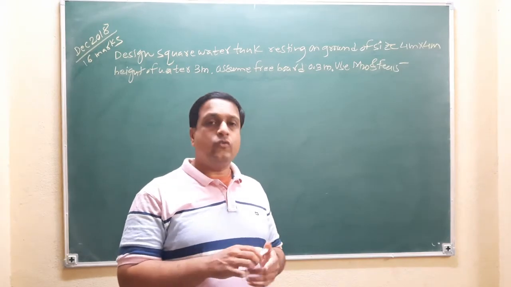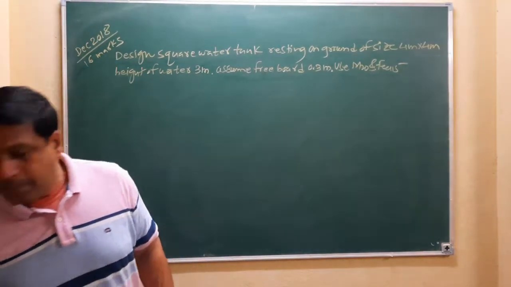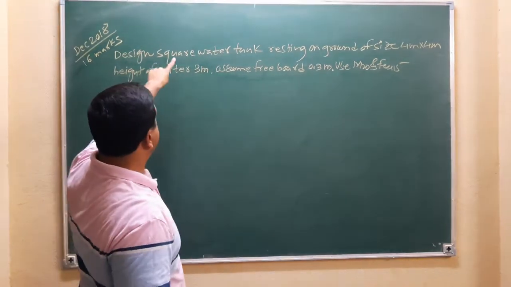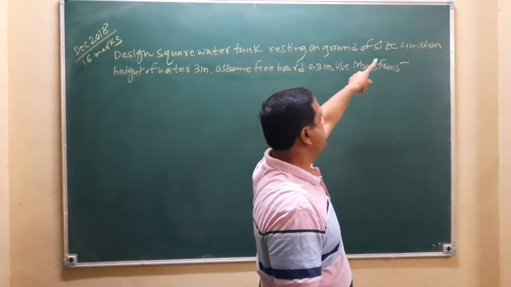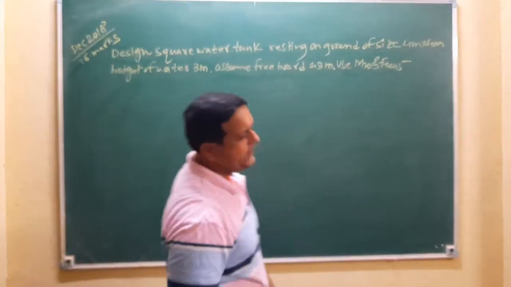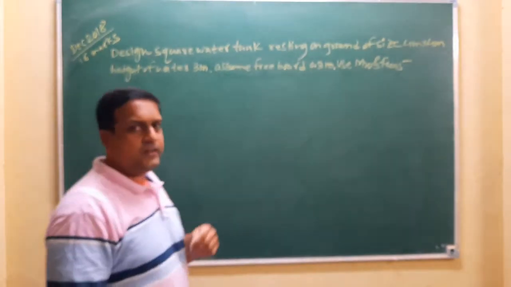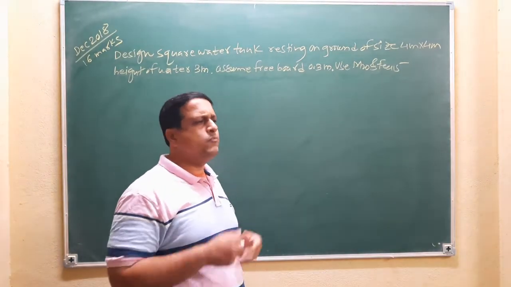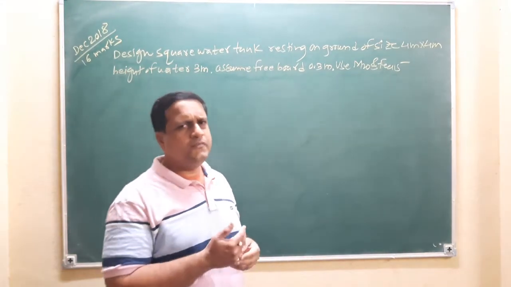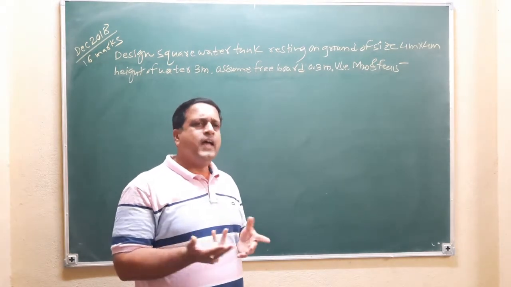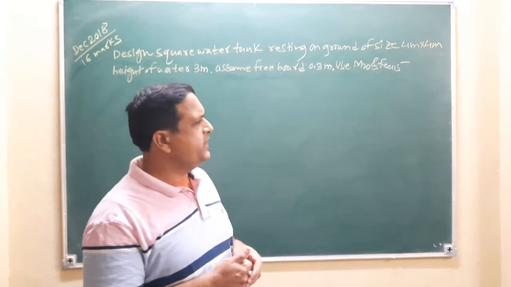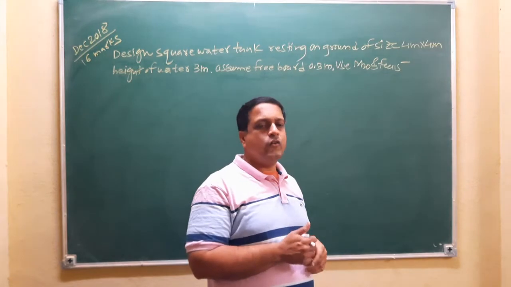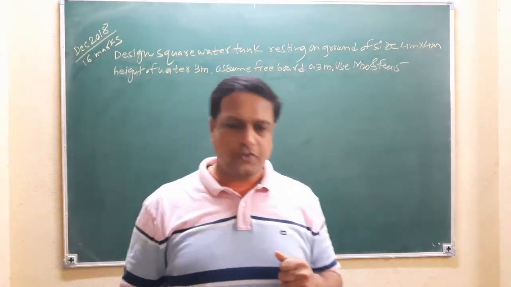So that's why I want to solve one problem. This question was asked in December 2018 for 16 marks. Design a square water tank resting on ground of size 4 meter by 4 meter. Height of water is 3 meter. Assume freeboard 0.3 meter. If the freeboard is not given in the question, you have to assume the freeboard 0.2 meter or 0.3 meter as you feel comfortable. Then use M20 Fe415. This is the combination of materials you have to use. Now I want to solve this question.